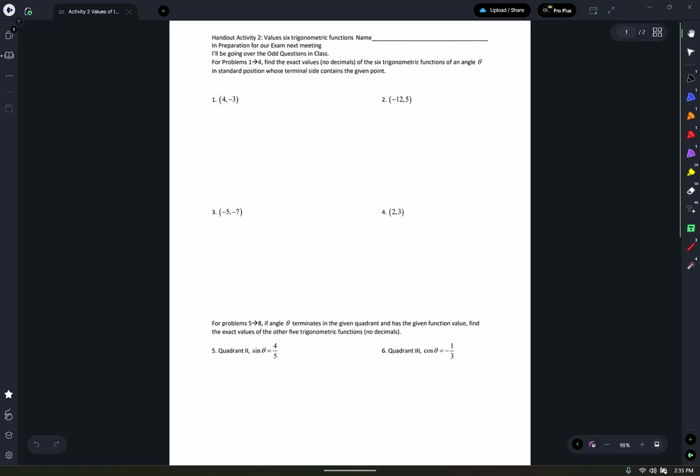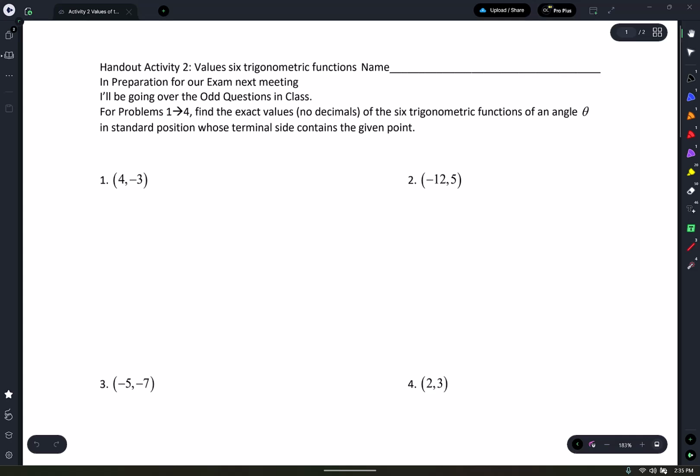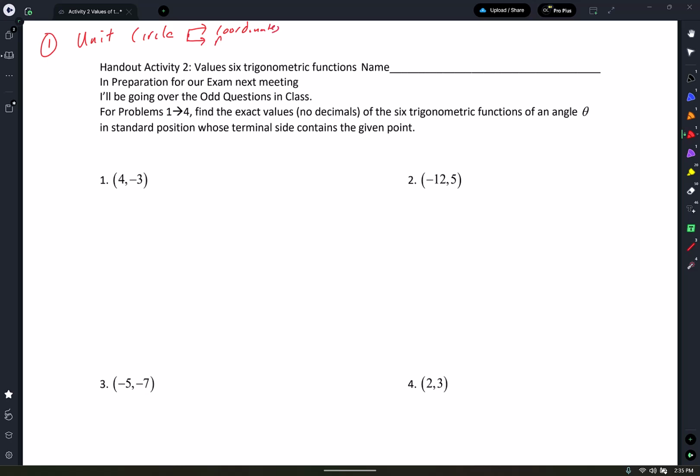So when you come in next period, you'll have an exam. It's going to be paper-based. The first page, guys, is going to be a literal unit circle where you have to fill in coordinates, degrees, and radians. That's probably going to take up like 25-30% of the grade. So everyone should at least have a 30 minimum, right?